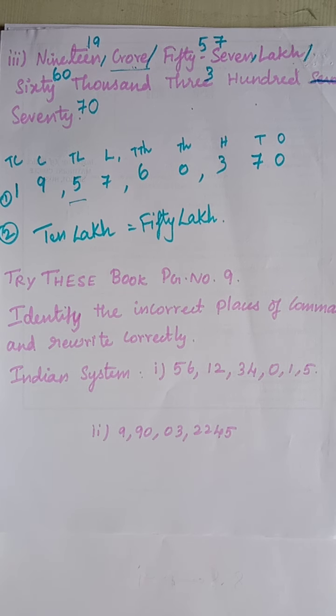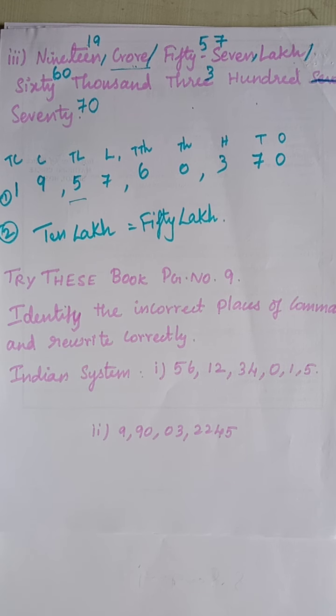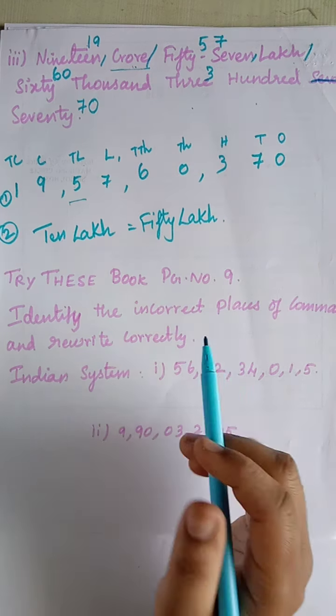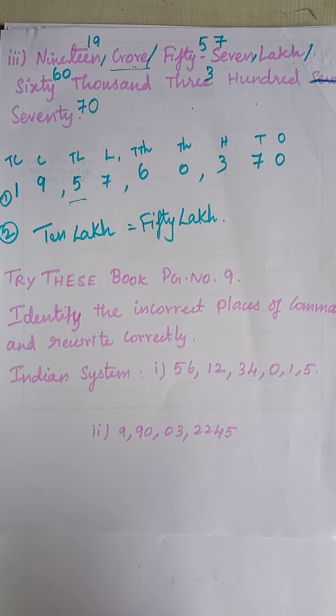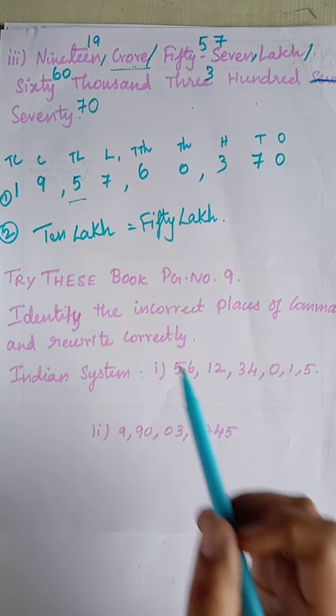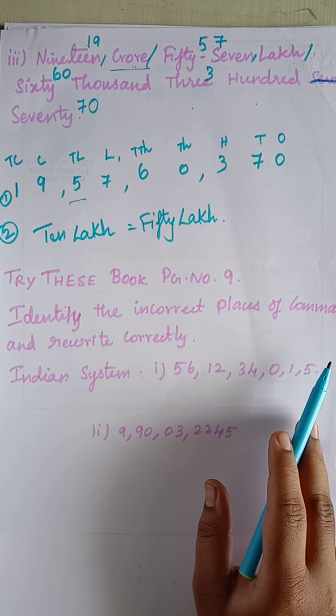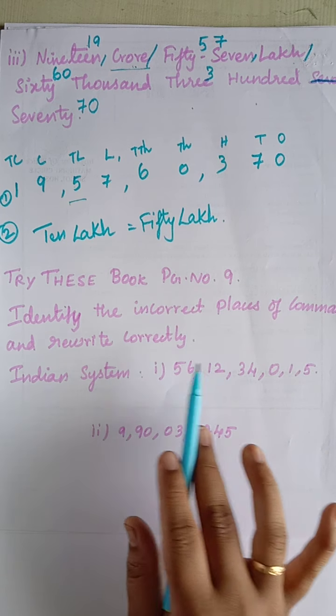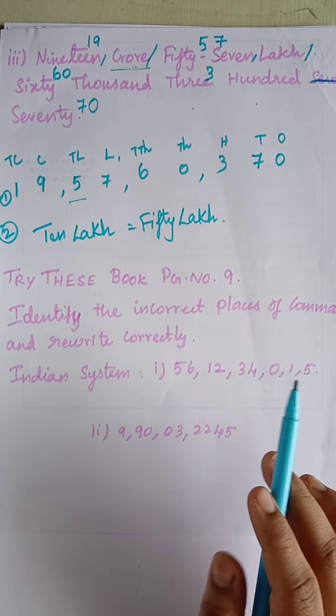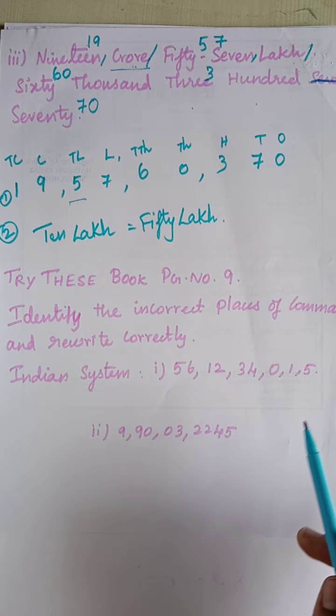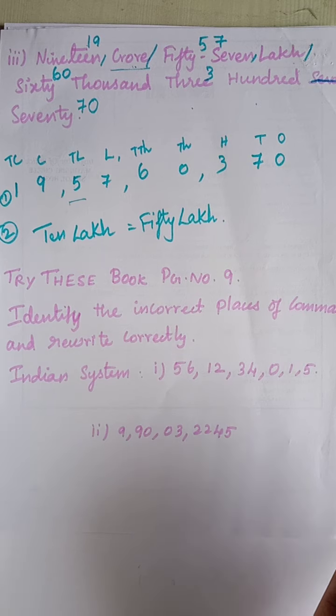Okay. Next, there is "Try These", that is page number 9. So on page number 9 we are going to see the Try These. Okay, here identify the incorrect places of commas and rewrite correctly. So they have given some problems with commas, but the commas they have given are not correct. It is in incorrect form. So we have to change that into correct form. We have to rewrite it correctly.